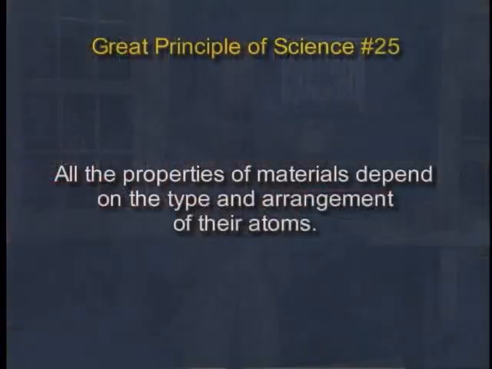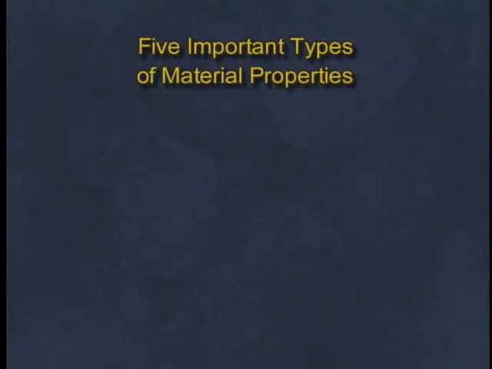tastes, smells. What I find so amazing and wonderful is that all the properties of these materials depend on the type and the arrangement of their atoms. In this lecture, after a brief review of what I mean by the properties of materials, I'm going to look at 5 important types of material properties. We're going to look at strength, which includes 3 different kinds of strength. There's compressive strength, tensile strength, and shear strength.